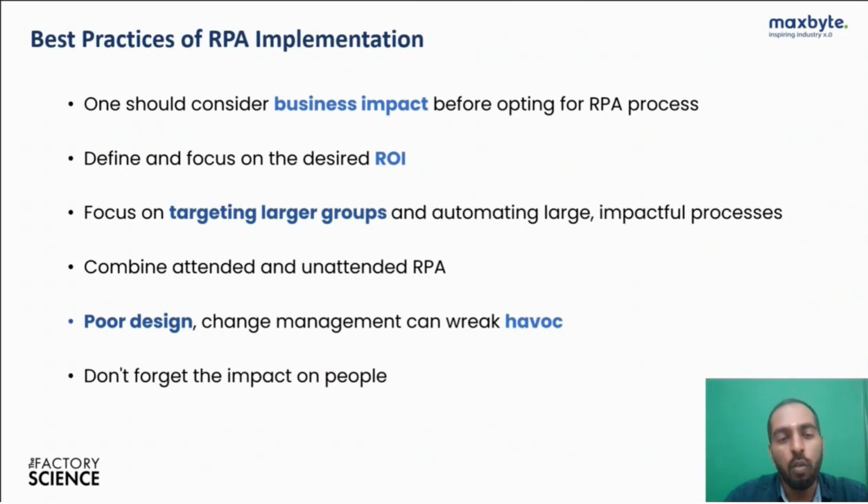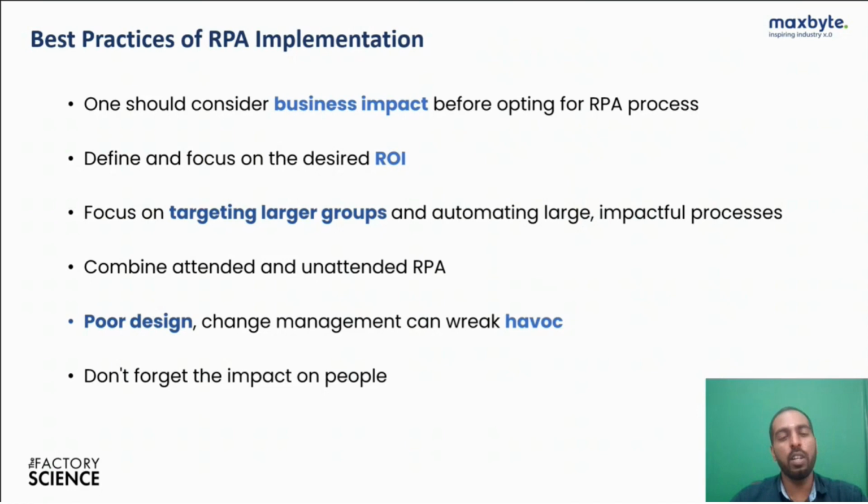First, the user should consider what is the business impact before opting for a RPA process. So those cost and business impacts need to be considered. And as I already mentioned, we have to define and focus on the desired ROI for the RPA. And after that, focus on targeting larger groups and automating large and impactful process. So as I mentioned, that ROI is based on how large you are targeting the larger groups and automating large number of process, then based on that you can achieve the ROI.